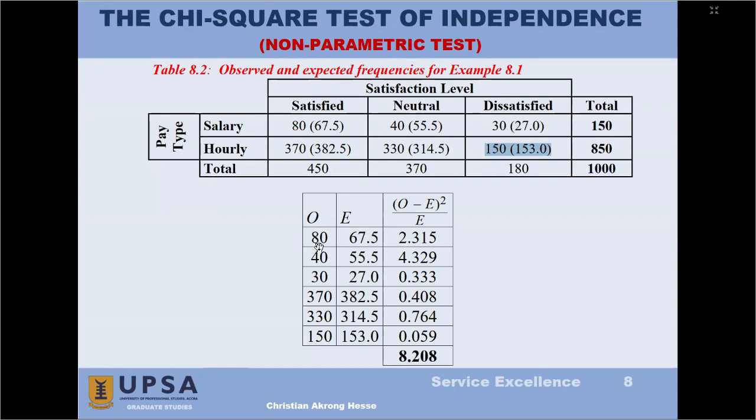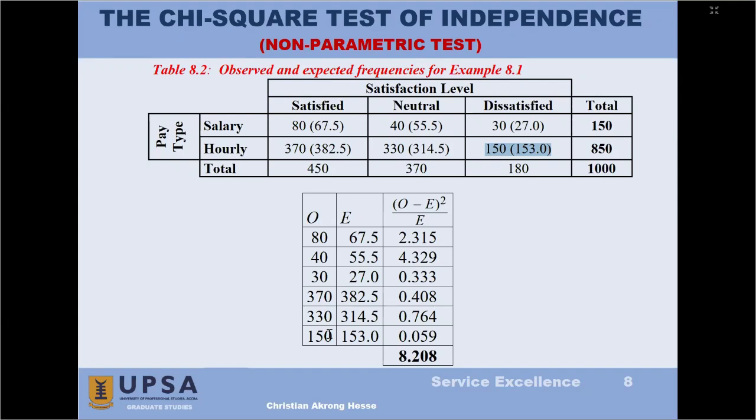So 80 and 67.5. Can you say 40 and what? 55.5. 30 and 27. Then 370 and 382.5. 330 and 314.5. Then 150 and what? 153.0. So take your calculator.